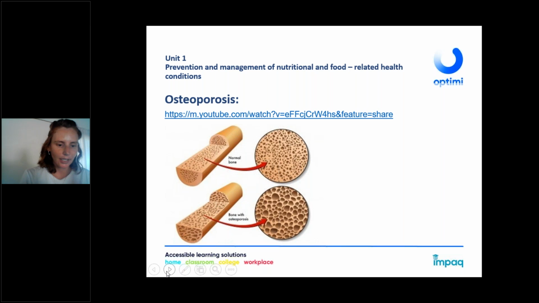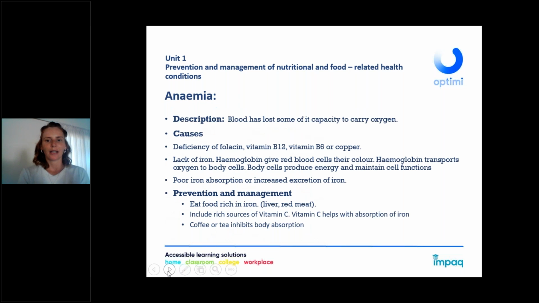Okay, so let's go on to the next one. Anemia. Anemia is connected to iron. Anemia, iron, blood cells. Those three things are the ones that you have to remember. So anemia is when the blood has lost some of its capacity to carry oxygen. Your blood cells don't have the capacity to carry the oxygen where it needs to go. That's why you feel tired and restless and it feels like you can't move, because the oxygen is not carried around in the body.